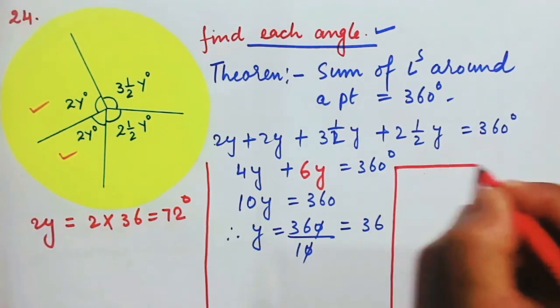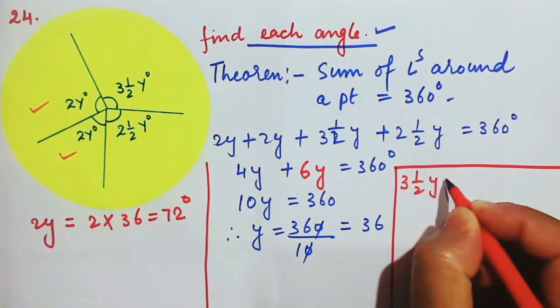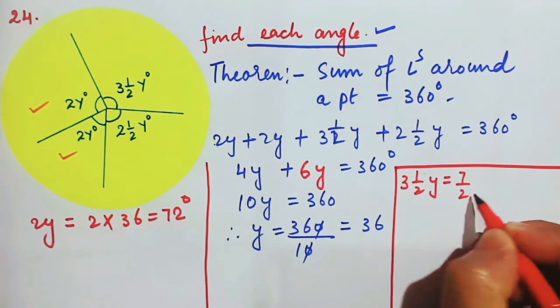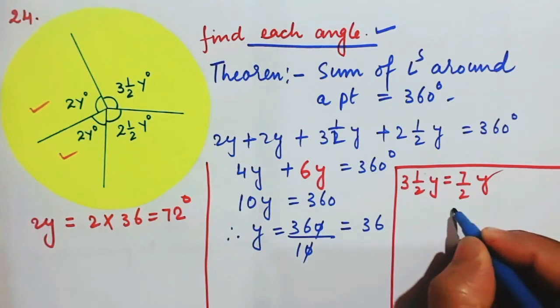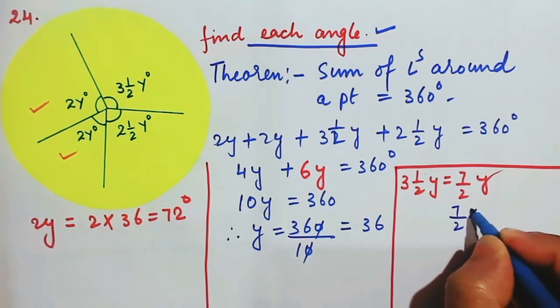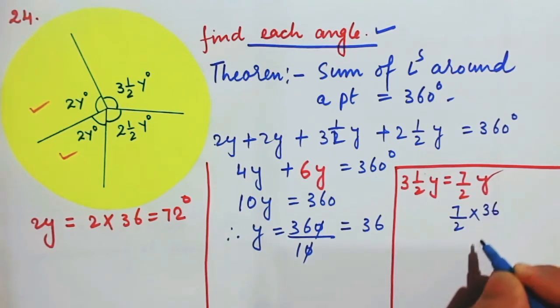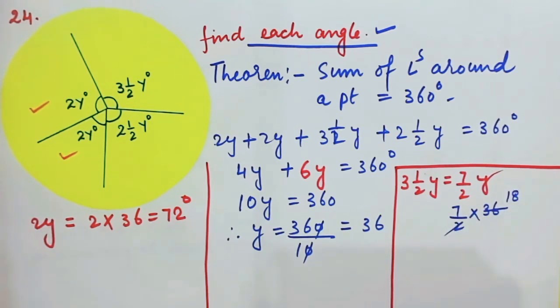Now 3.5y. 3.5y is equal to 7 by 2 y. 7 by 2 y means 7 by 2 multiplied by y, and the value of y is equal to 36, so 18 times. Therefore 7 into 18 is equal to how much? It will be equal to 126 degrees is our solution.